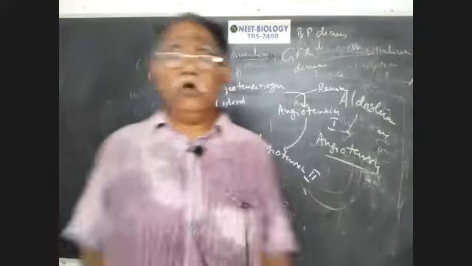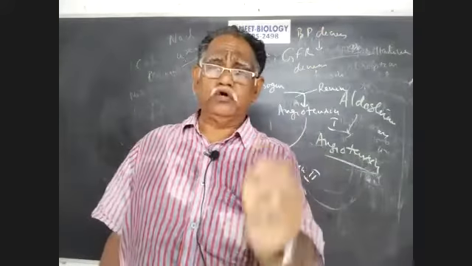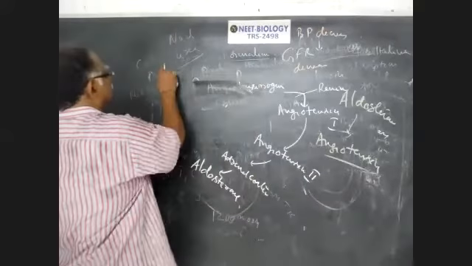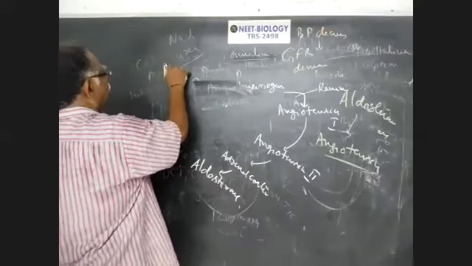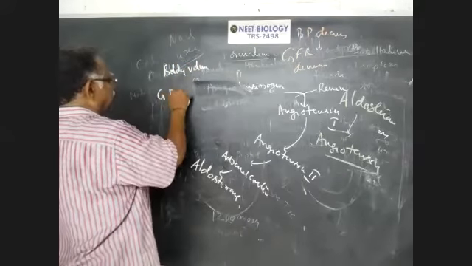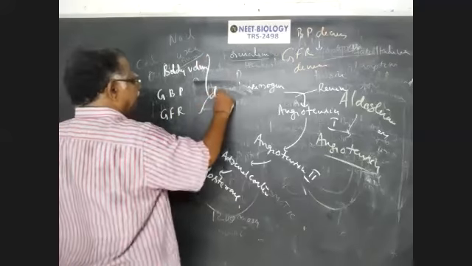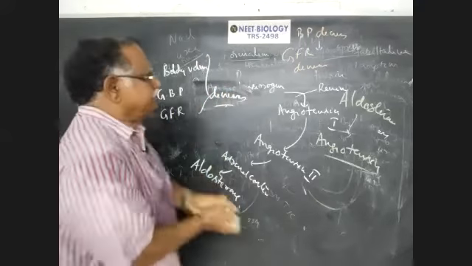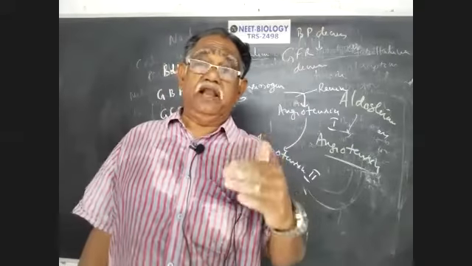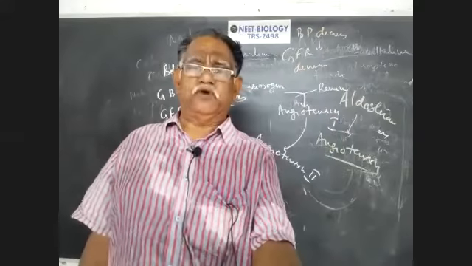What is the advantage? When blood pressure or glomerular pressure or blood volume or glomerular filtration rate is decreased, important one: when body fluid volume decreases, glomerular blood pressure decreases, GFR decreases, then these two hormones are released. One is ADH and the other aldosterone, and that will maintain the normal GFR, normal blood pressure, normal volume of body fluids.